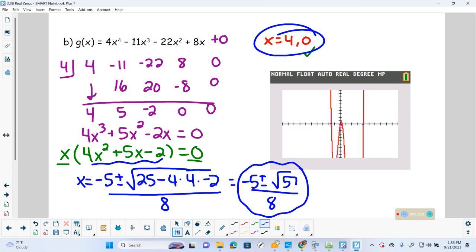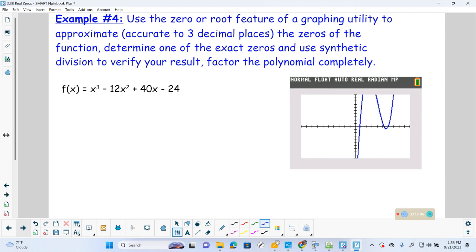Negative 5 plus or minus square root of 57, all over 8. Could you have done your synthetic division with 0 to begin with? Yes, it just seems weird to divide by 0. That's why I picked the 4. But you will get the same answer. All right, last problem of the day.